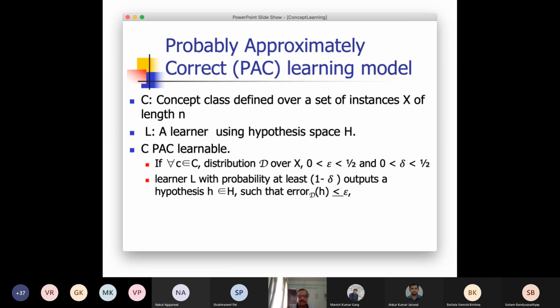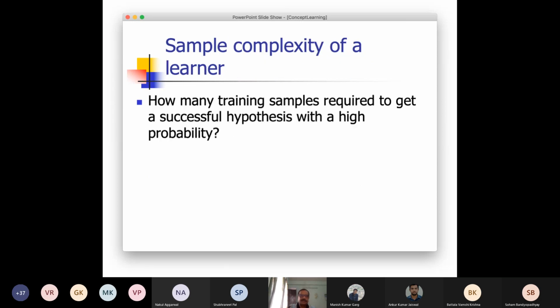This learner should, with probability at least 1 minus delta, output a hypothesis H in the hypothesis space such that the true error is bounded by epsilon in time that is polynomial in 1 by epsilon, 1 by delta, n, the number of training samples, and the size of the corresponding concept itself. So size is, for example, in our specific case, what we discussed, all Boolean literals, and it's a 6-dimensional representation when you are representing a concept. So 6 is the size, you can say, unit of 6.